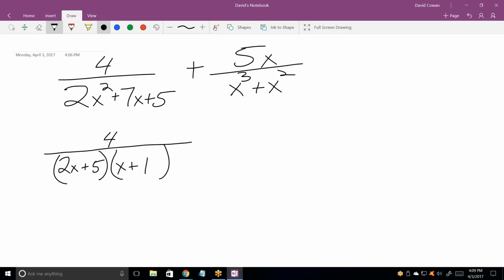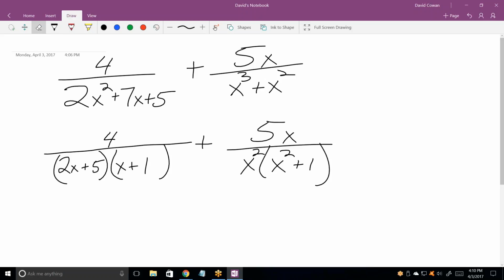Now, let's factor the bottom. Oh, that one? So x and then x squared plus 2x? Or should we take out an x squared? That's the way it factors. You want to take out the greatest common factor.